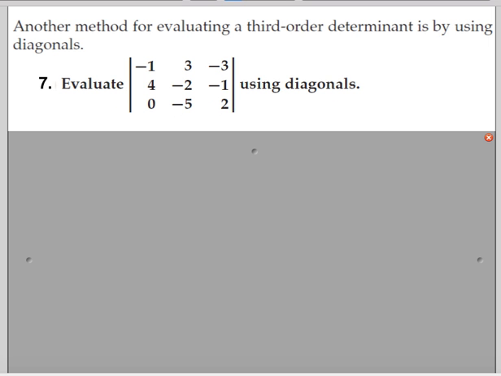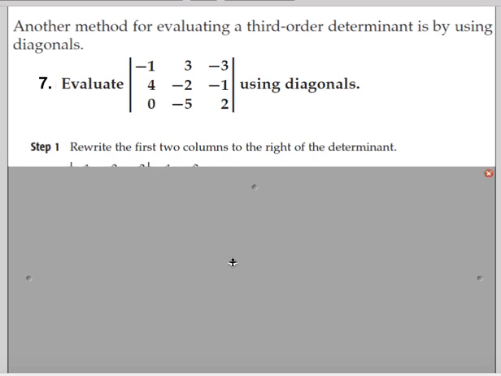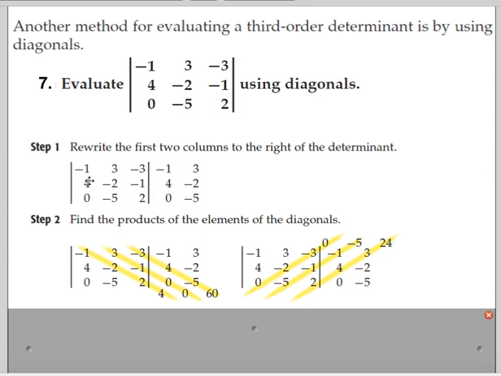All right, so let's go ahead now and start thinking through our diagonals here. So another method for solving these is to use diagonals. So let me show you. I'm going to pull this down. So what you want to do is rewrite the first two columns to the right of the determinant.